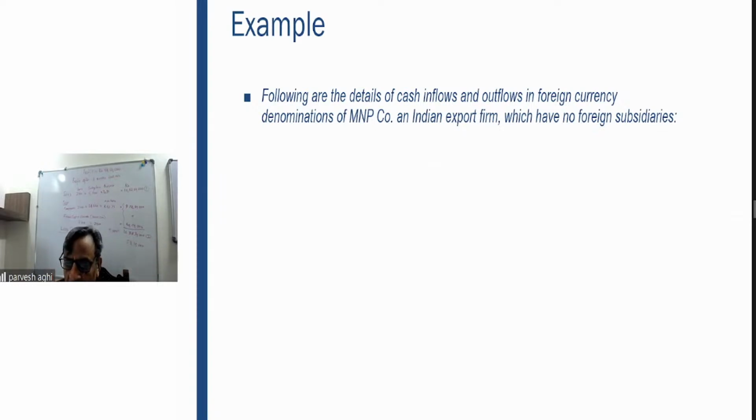So this is just an example. Following are the details of, this example is coming from your study material itself. Following are the details of cash flows and inflows in foreign currency denomination of MNP company, an Indian export firm which has no foreign subsidiaries. So these are the details of cash inflows and outflows in foreign currency of a company called MNP, an Indian export firm which has no foreign subsidiaries.